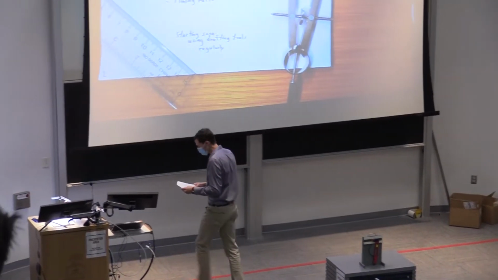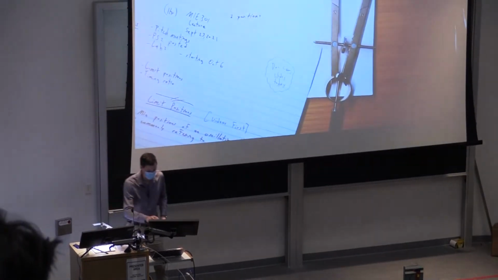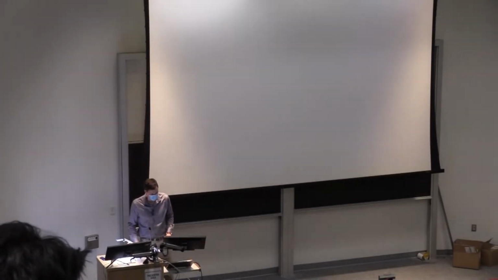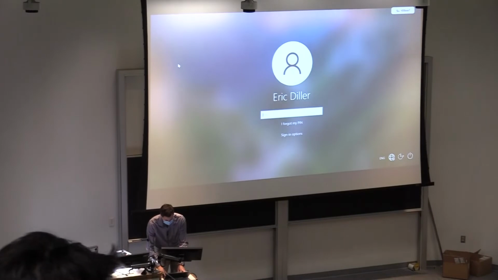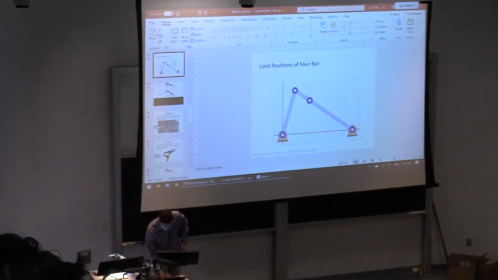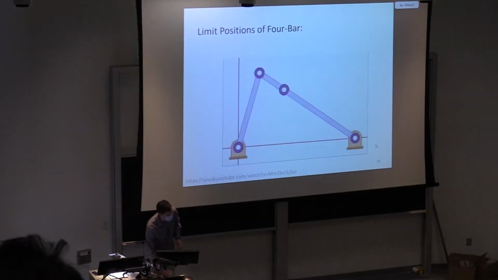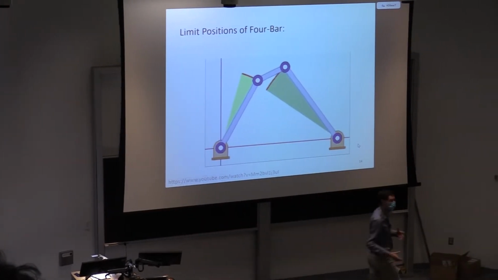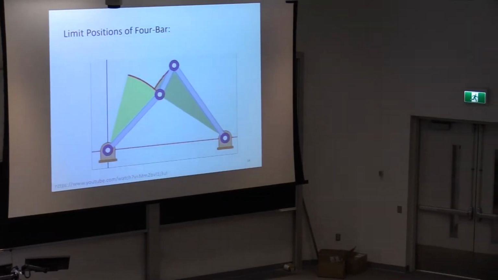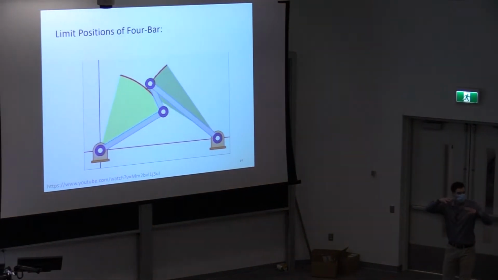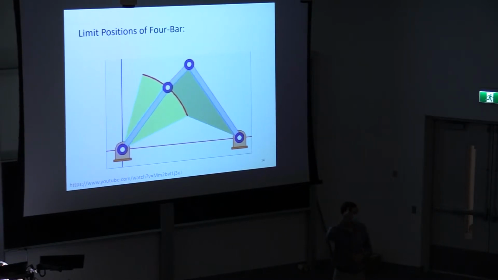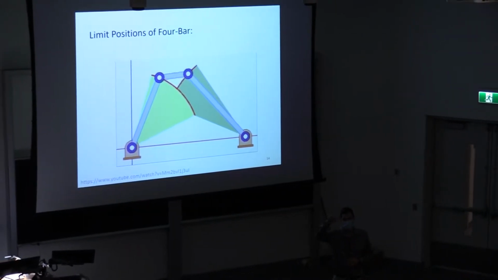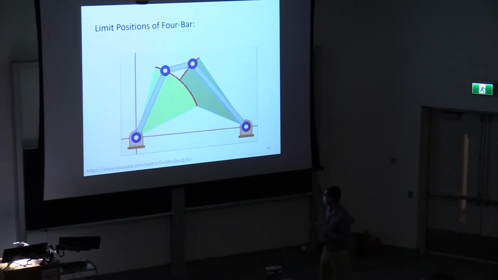Okay, so our main topic is going to be about limit positions today. Limit positions have to do with the extent of the motion of a mechanism. This is an important way that we can describe the overall behavior of a mechanism in a few simple numbers. We already have a first way of describing mechanism motion, which is mobility. That tells you about the whole nature of a mechanism.